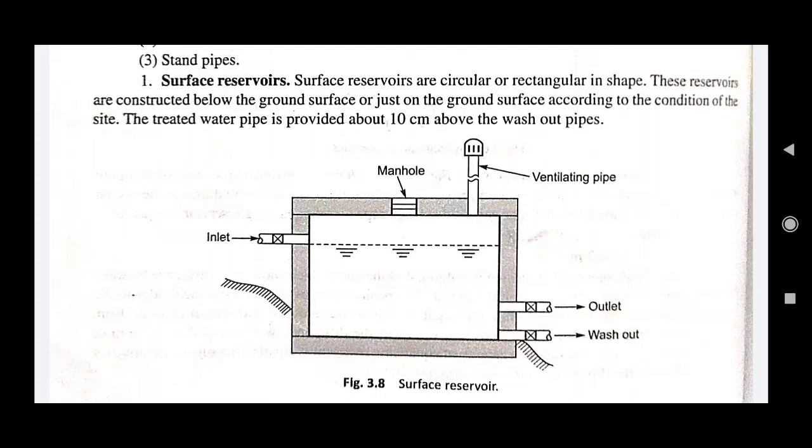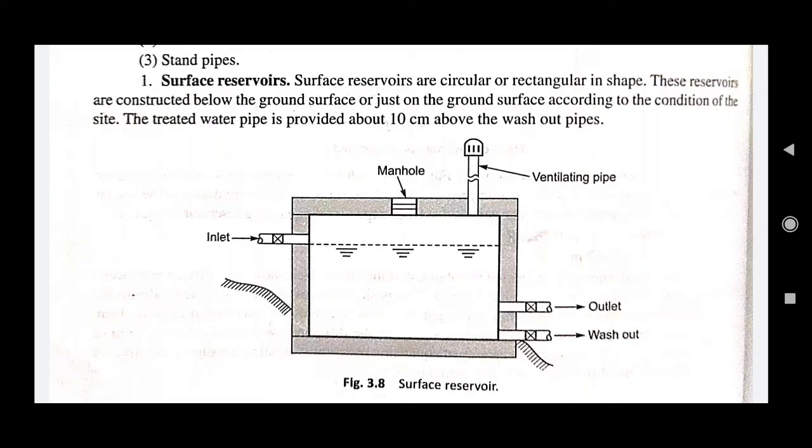The outlet pipe is just above the washout pipe, which is used for supplying water to the various portions of the locality which is being served. Also there is a ventilating pipe. This is for free air circulation, so that air pockets do not form, right?